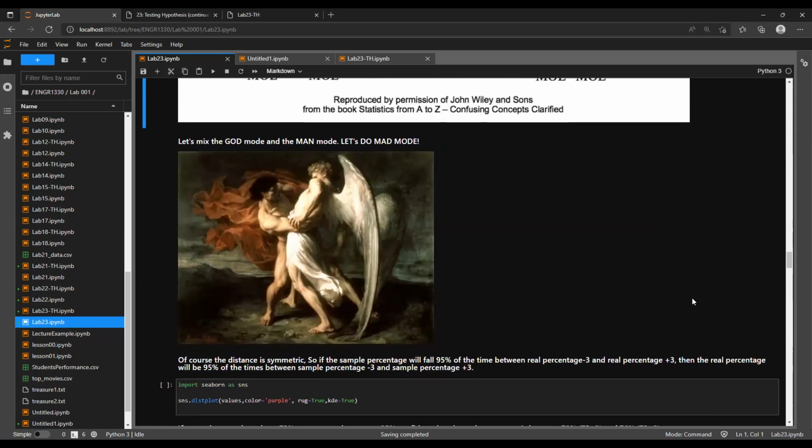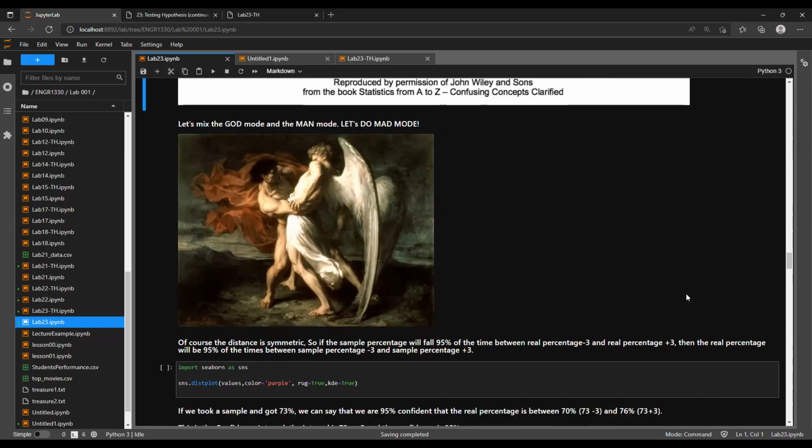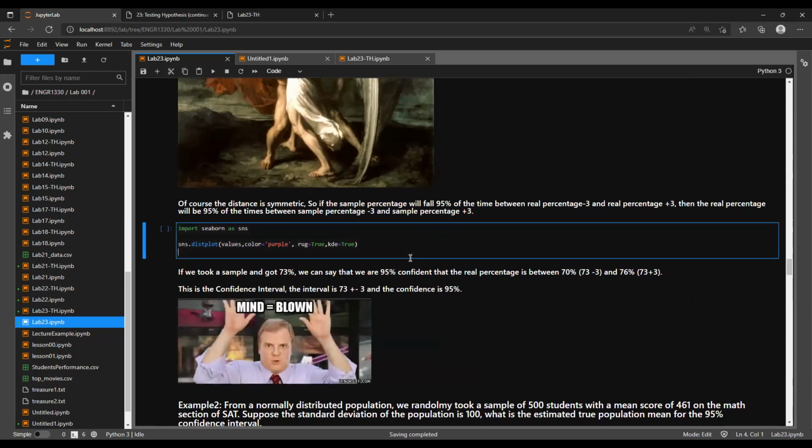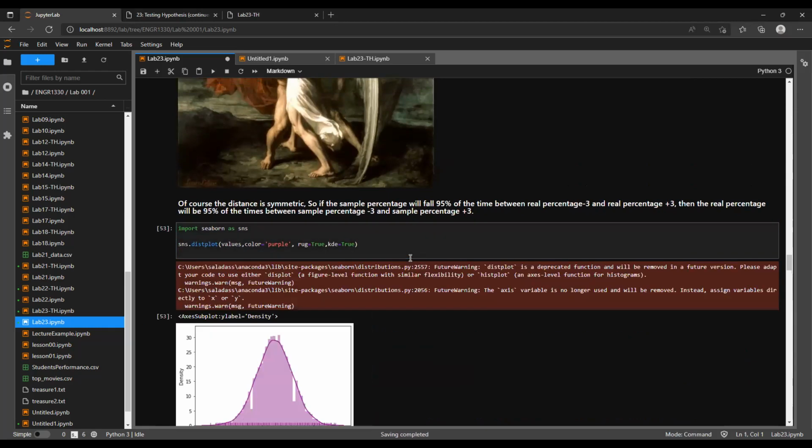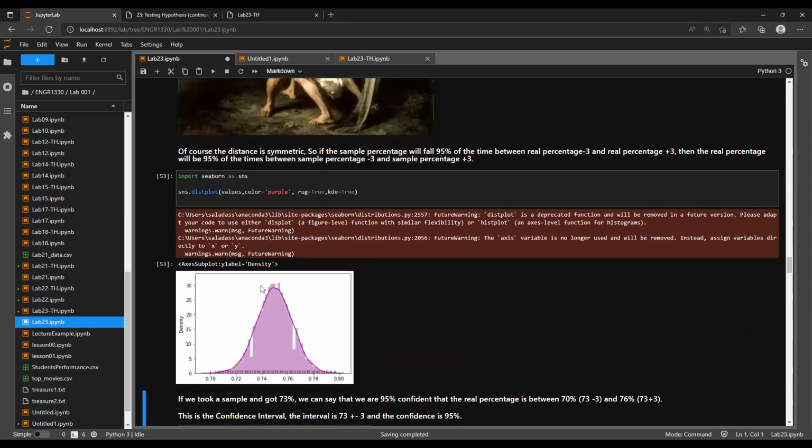Okay, we've got 5 minutes left. So let's go ahead and try to get through the rest of this. Okay. So this is our one from before, where we did the soccer example. If I were to take a sample and get 73% of people like soccer, we can say that we are 95% confident that the real percentage is between 70% and 76%.